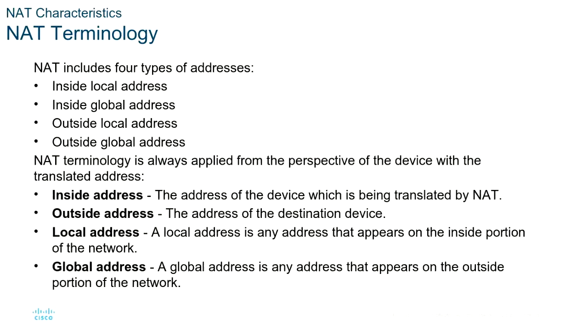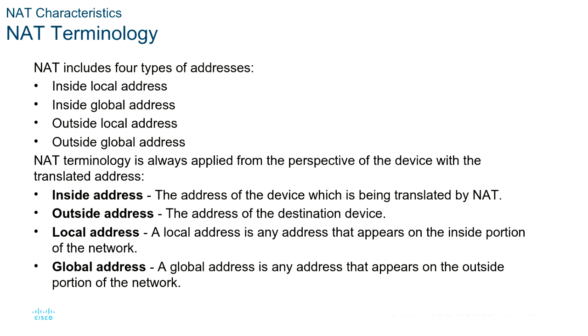Okay, so definition here, inside address. That was the 192.168 type address that was inside of your corporation or inside of your home, probably assigned to that workstation by the DHCP process. Outside address is the address of the destination device. For example, the Microsoft web server, or the Cisco Networking Academy web server. The local address is any address that appears on the inside portion of the network. So at home, it's 192.168. At Tarrant County College, it's 10 dot something. In the classroom, we're 10.144 dot something.